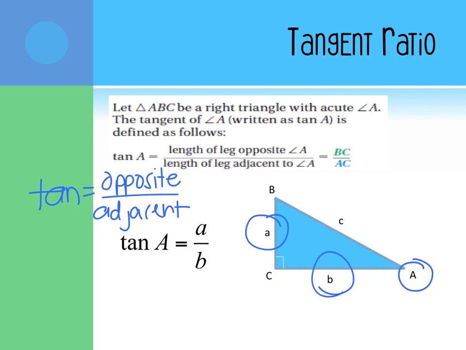So if I asked you to find the tangent of B, what side is opposite angle B? B. And what side is adjacent to angle B? A. And again, don't ever use the hypotenuse. The hypotenuse is a hypotenuse, and it will come up in sine and cosine, but not in tangent.